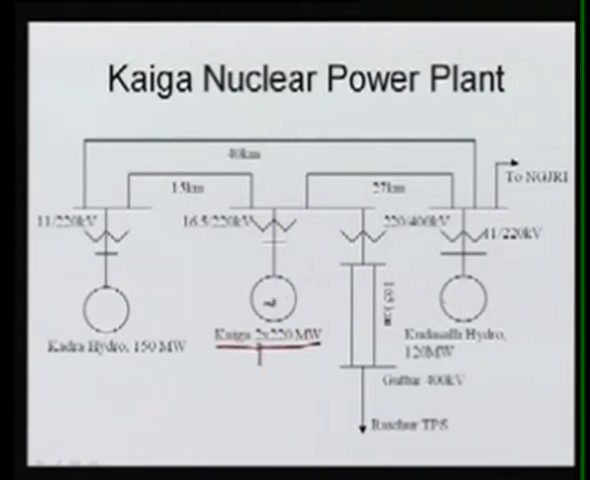All these are the generators. There are two hydro generators, one at Kadra and another at Kodasalli. These are hydro generators with a rating of 120 megawatt, and this is generating 150 megawatt.